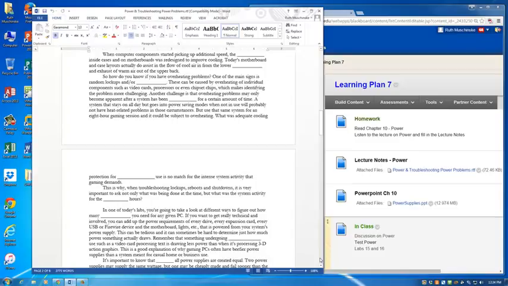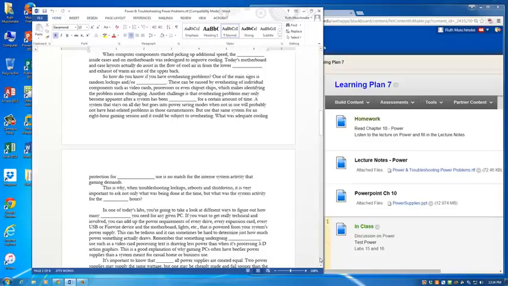This is why, when you're troubleshooting lockups, reboots, and shutdowns, it's very important to ask not only what was being done at the time, but what was the system activity for the prior hours.